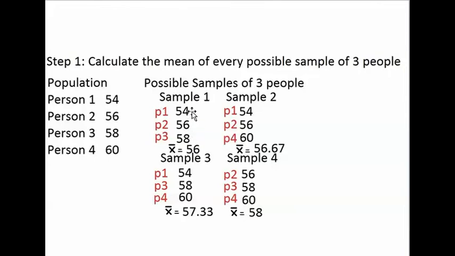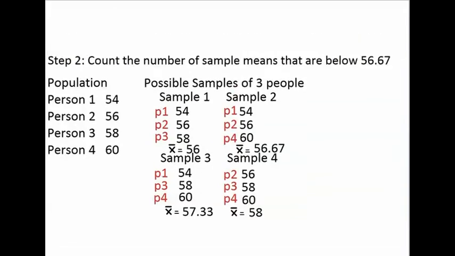Next, we can just calculate the mean of each possible sample of 3 people. To do that, we just add the 3 numbers and divide the total by 3, and we do that for all 4 samples. Once we get all 4 of the sample means, we can move on to step 2. In step 2, we just count the number of sample means that are below 56.67. Since this sample mean right here is 56.67, and the other 2 sample means are above that number, this is the only sample mean that's actually below 56.67.